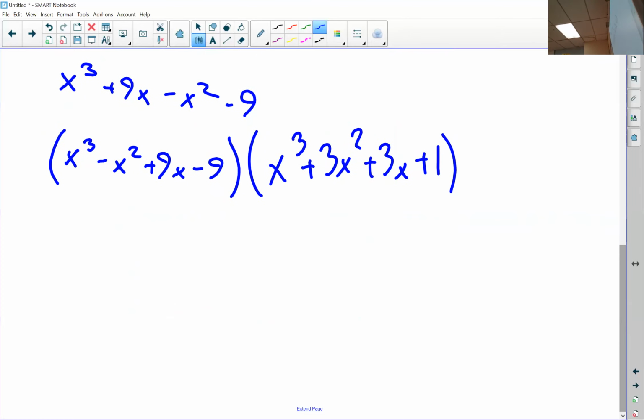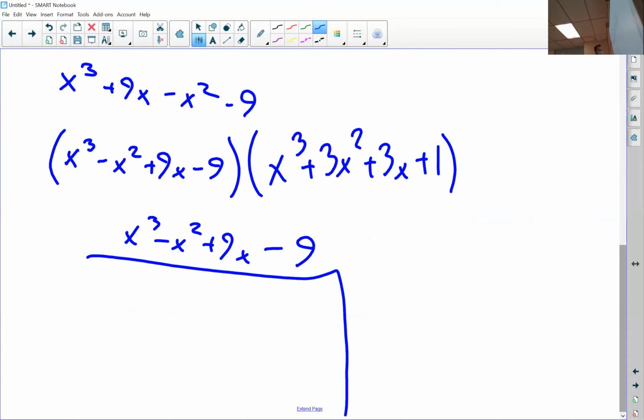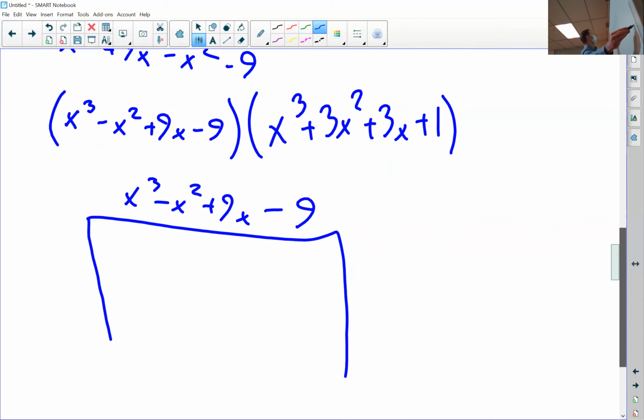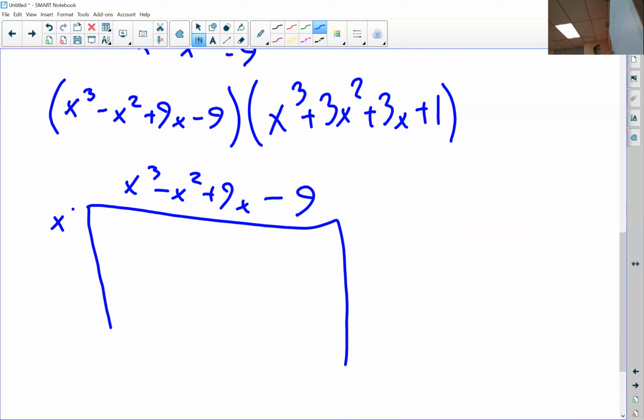The box method. Now I'm multiplying something big times something big. So the other thing that we've learned is the box method. We're leaving no stone unturned here. We're getting it all. Couldn't I take x cubed minus x squared plus 9x minus 9 times x cubed plus 3x squared plus 3x plus 1?